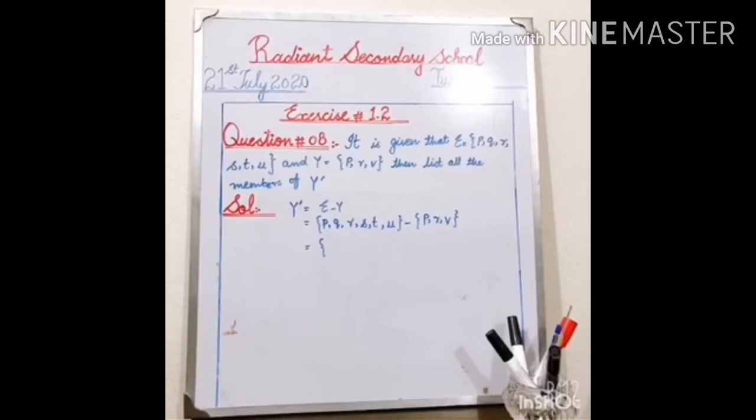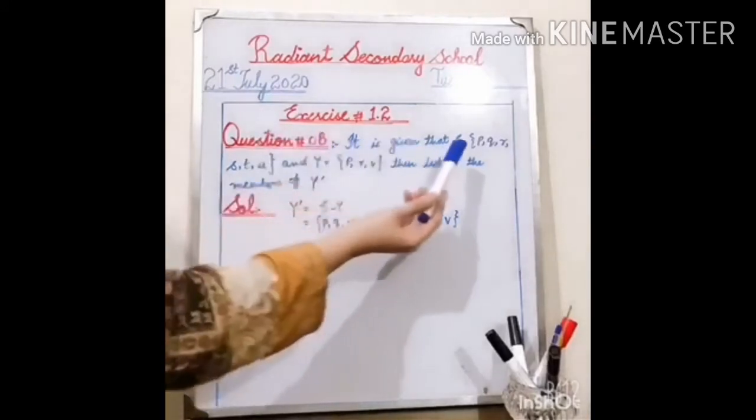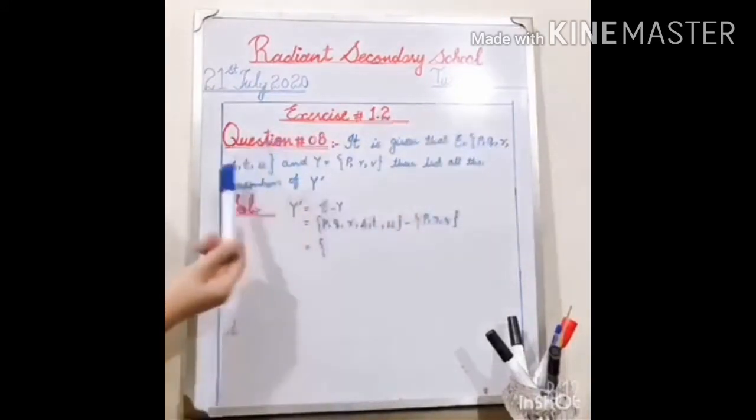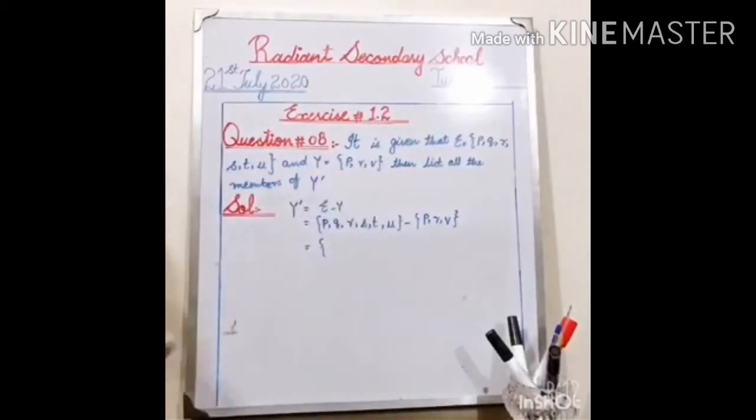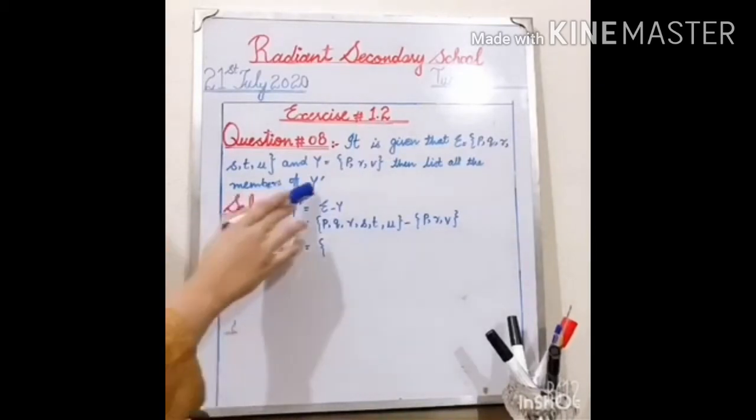As you all know, we are discussing exercise number 1.2. Today we will start question number 8. In question number 8, it is given that E is equal to {P, Q, R, S, T, U} and Y is {P, R, V}. Then list the members of Y complement. Means you have to write down all the members of Y complement.